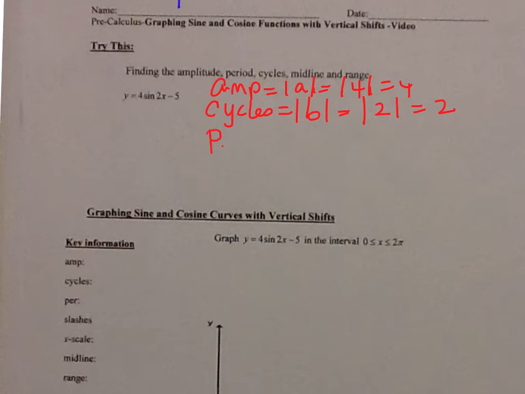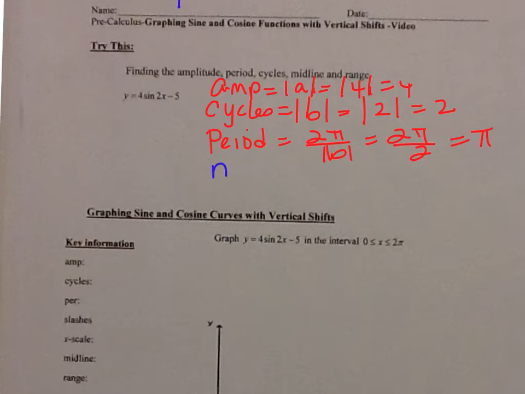The period, so remember the amplitude is how high and how low it's going. The number of cycles, so in this case it's 2, is how many cycles you have in 2 pi. So your period, remember, is 2 pi over the absolute value of B. So it's 2 pi over 2, which is pi. And what that means, in every interval of pi, you will see one complete cycle.